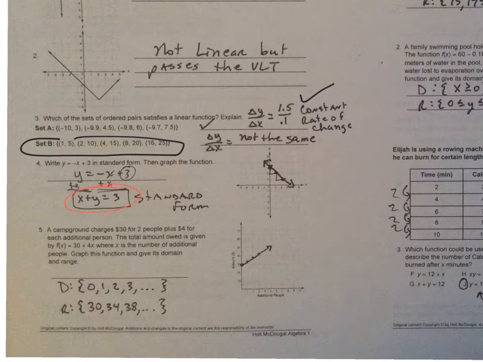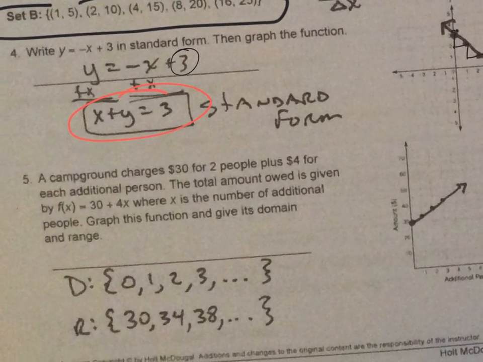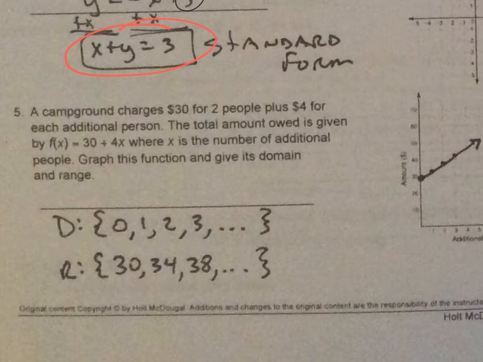On this right here, a campground charges $30. If you notice, let me blow this up a little bit. All right, here we go. The campground starts off with $30, and then it's going to increase $4 for every person. So I went up 4 to the right 1, up 4 to the right 1, up 4 to the right 1. So 0 people would cost $30. 1 person would cost $34. 2 would cost $38. 3 would cost $42. I didn't put it down, but I could. So 3 people would cost $42, and so on and so forth.